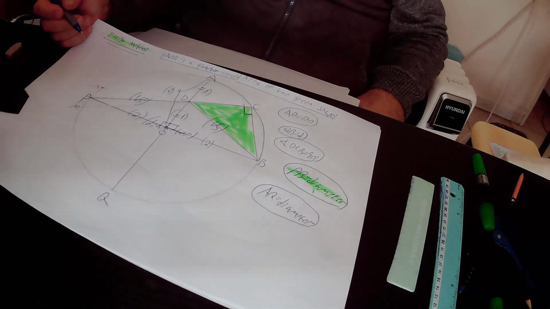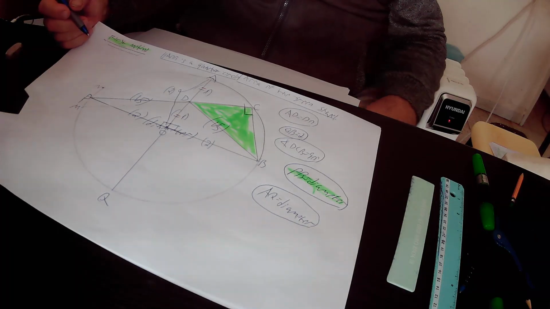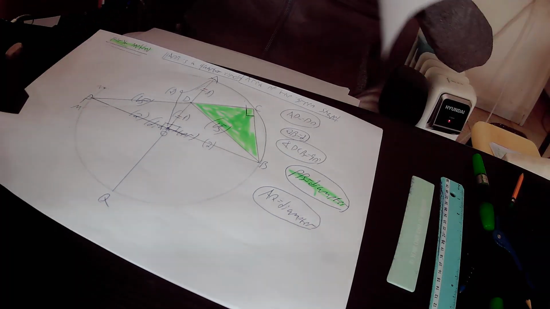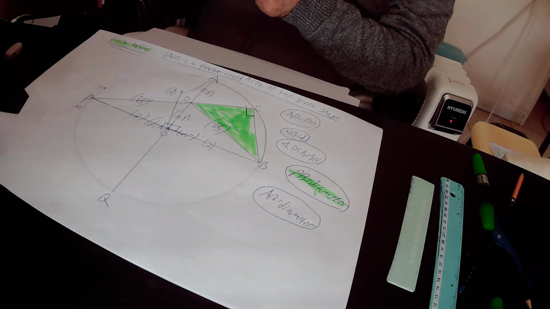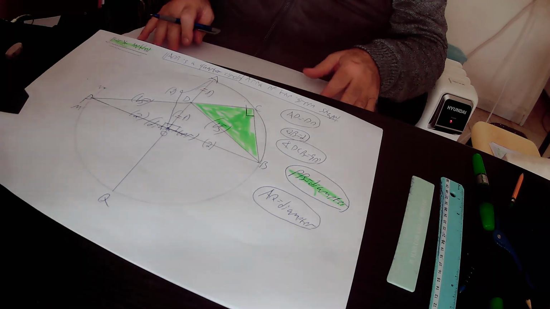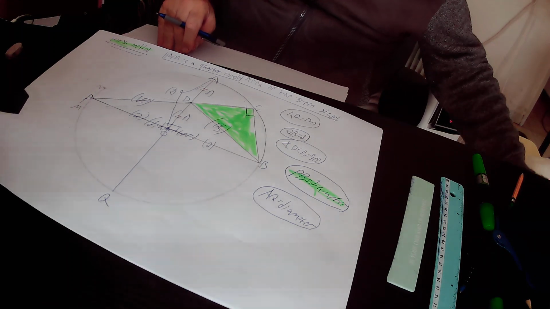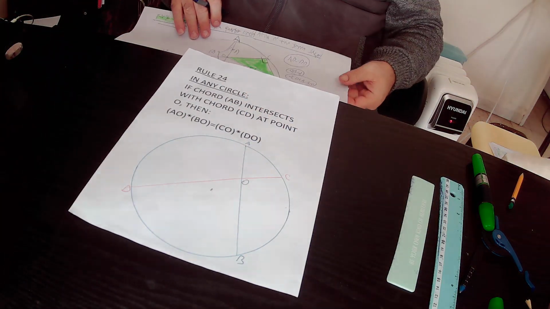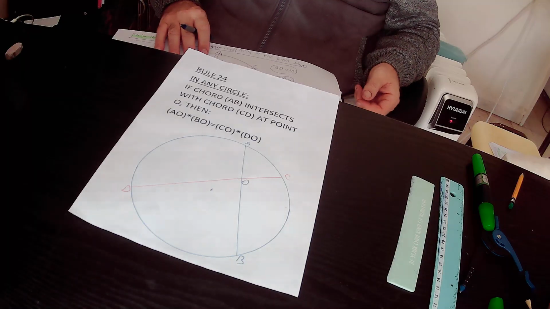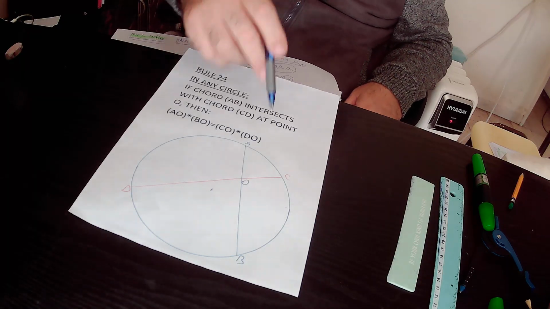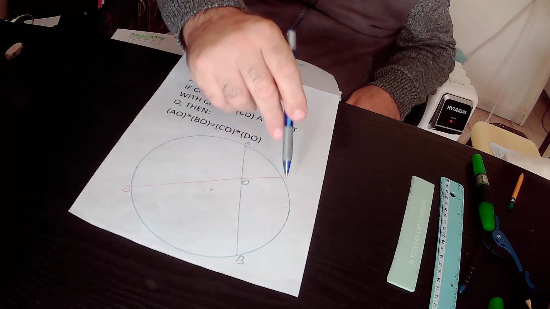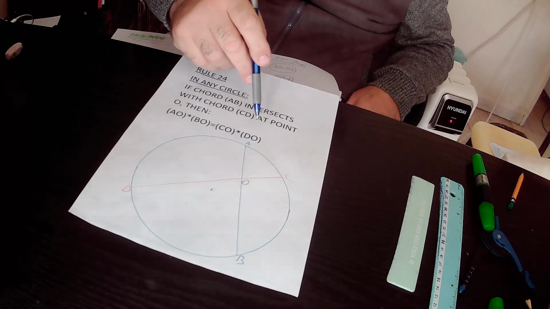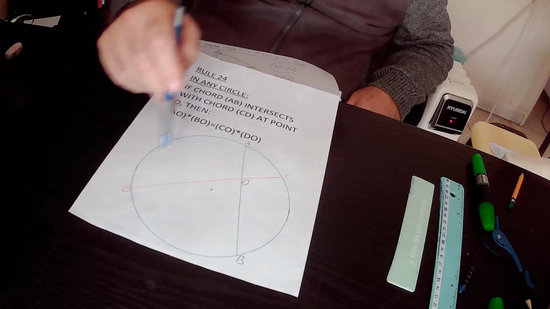So in the next step, we will implement rule 24 in our drawing. So I press quickly on rule 24. Rule 24 is true in any circle. In any circle, if chord AB intersects with chord CD at point O, then the following equation is true: AO times OB equals CO times OD.